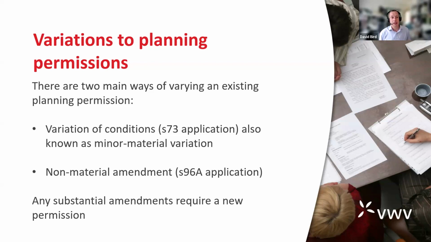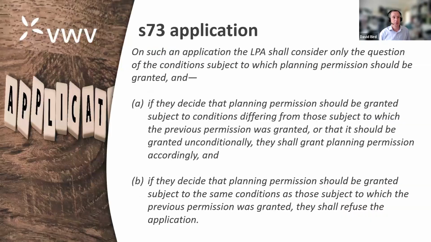Next slide, please. Whilst it's called minor material in the government guidance, Section 73 itself is entitled Determination of Applications to Develop Land Without Compliance with Conditions Previously Attached. It's clear from the title that there's no reference to minor material. It is just dealing with existing conditions and variations to those. Most minor material applications, Section 73 applications, are for replacement plans.